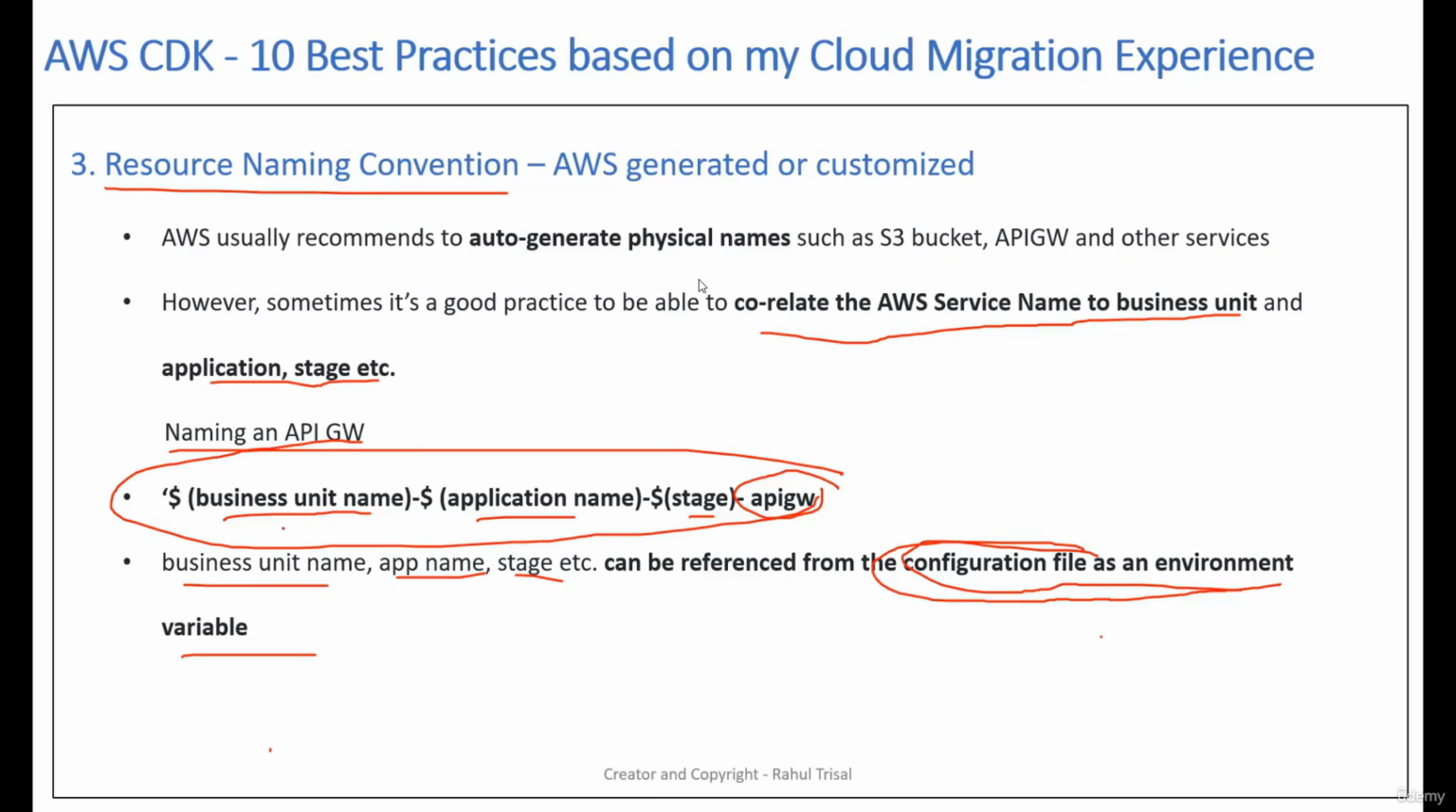And all these values are taken from this configuration file. So for each stage, it will be a unique name, but at the same time, you will be able to correlate which business unit this service belongs to, which application this service belongs to, and the stage. So that is what I have seen, but AWS recommends that you use a randomly generated AWS name from what I read on the AWS documentation.